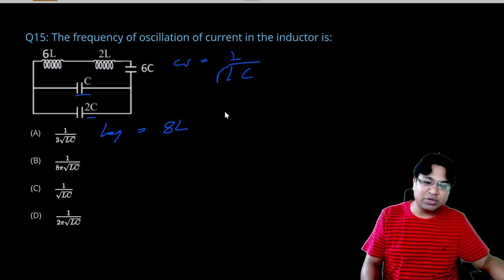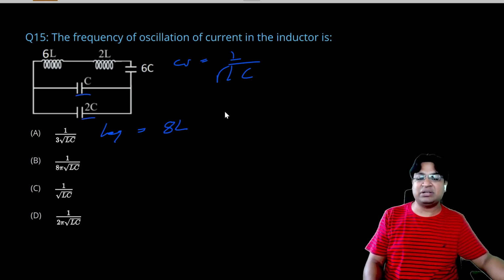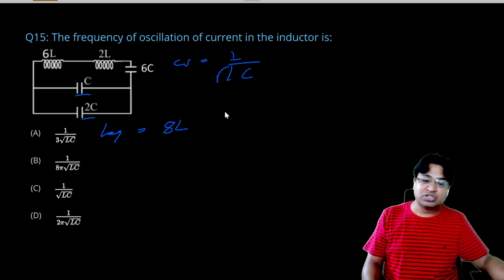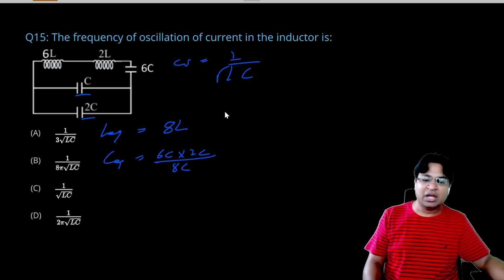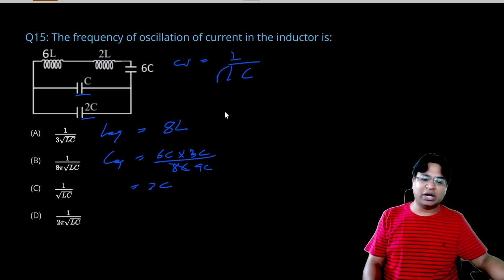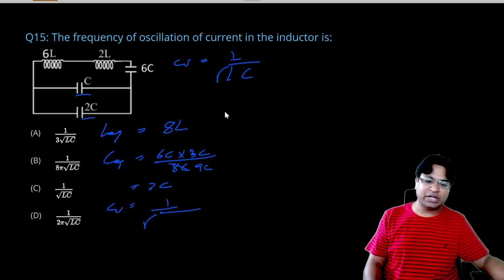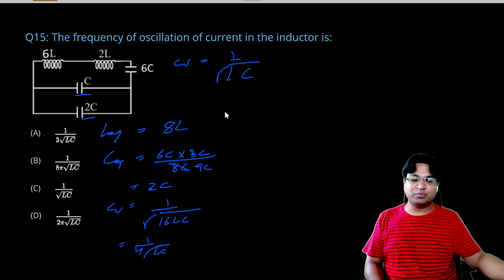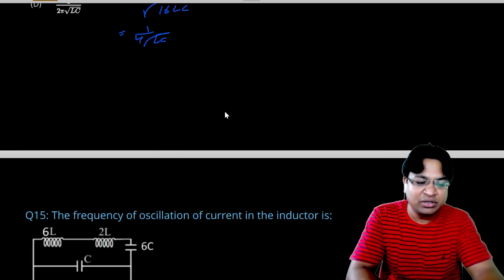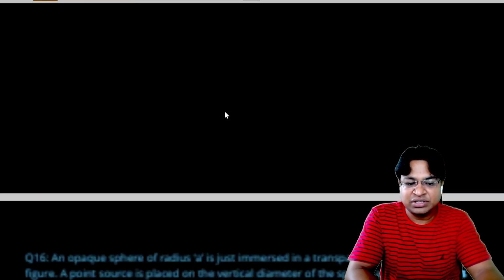The capacitors, these two are connected in parallel. Their combination will become 3C. 3C and 6C are connected in series. So C equivalent will become 6C into 2C by 8C. Sorry, 3C here, 3C and then 9C here. So this will become 2C. So omega will become 1 upon root of 8 into 2, that is 16 LC, so 1 upon 4 root LC. This is omega, and frequency is omega by 2 pi. So option B should be the right one here, as we can check from the answer. So option B is indeed the right one.